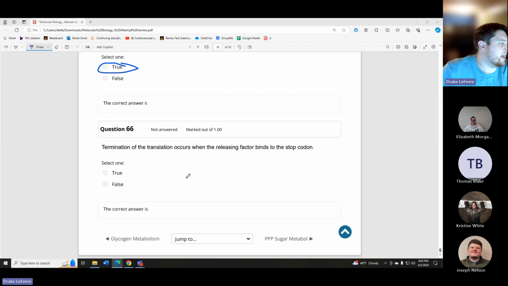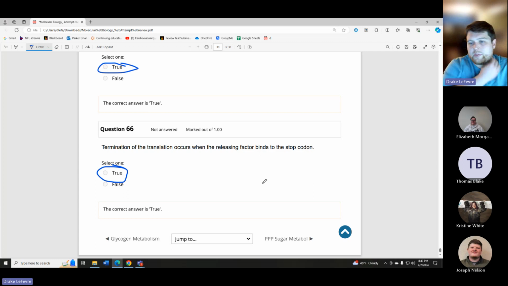I won't get too deep into that because you can go back and watch the videos and review that. Termination of translation occurs when the releasing factor binds to the stop codon. Sure, and that is also true.